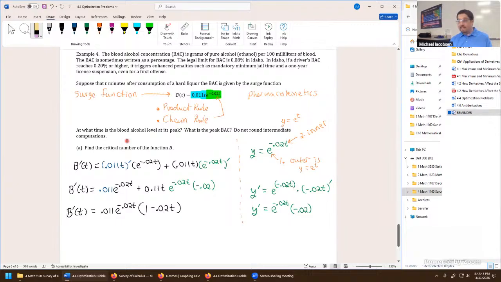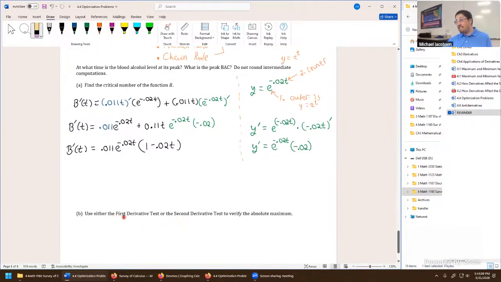And you know, we're pretty close to getting that critical number. The trick to this is we'll set both factors equal to 0 and solve. But the basic e exponential never hits 0, so we only just solve this one. We'll solve that linear equation set to 0, and we'll find the time at which blood alcohol will peak. But we'll only know for sure that's the correct time once we run it through the next test, first derivative or second derivative test.